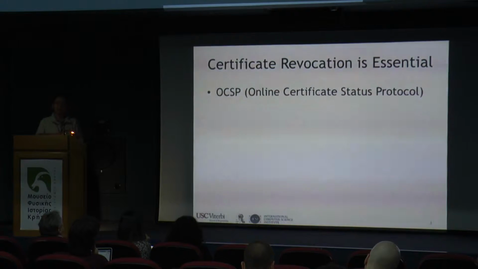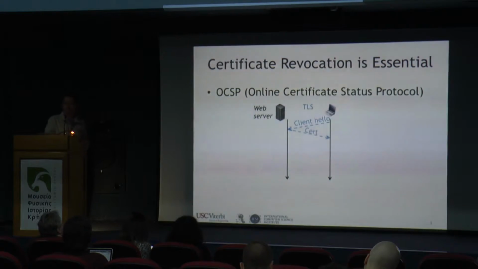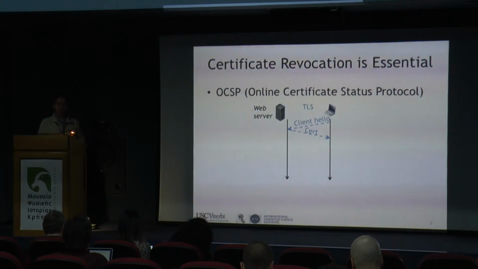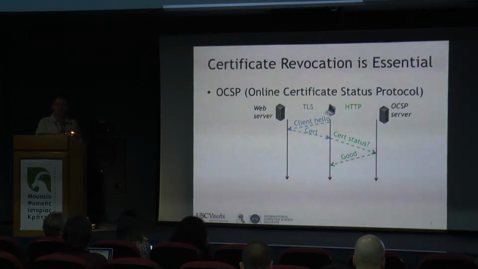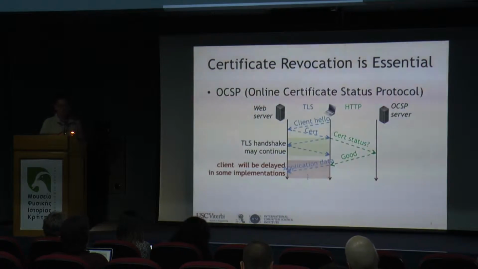And the most common way to do that is to use OCSP, which is the Online Certificate Status Protocol. Basically, when the client receives the server's certificate, the client will send a short HTTP request to check the status of the server certificate. At the same time, the TLS handshake can continue, but the client application can actually be delayed in some applications.